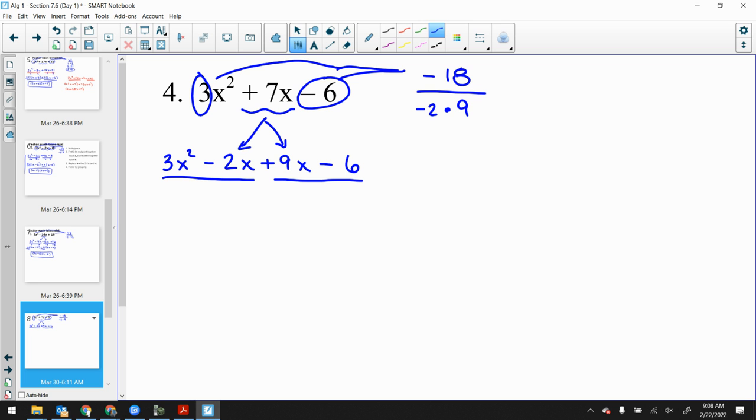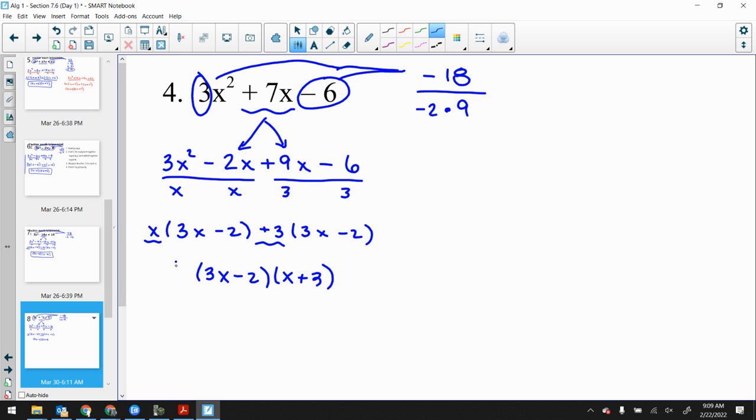And then we factor by grouping because it's a 4-term polynomial. So we say our x comes out, leaving us a 3x minus 2, and then a 3 comes out, leaving a 3x minus 2. Our common binomial is our 3x minus 2, and our leftovers are the x plus 3's.